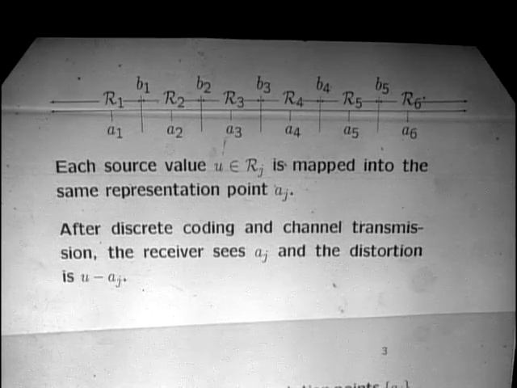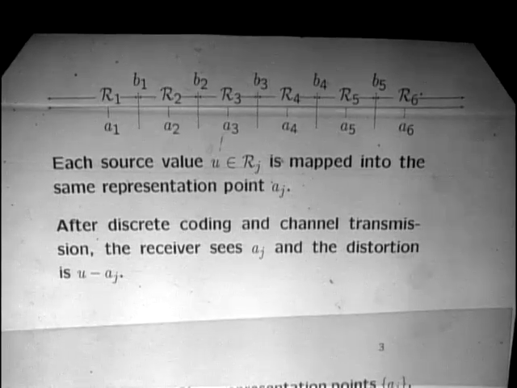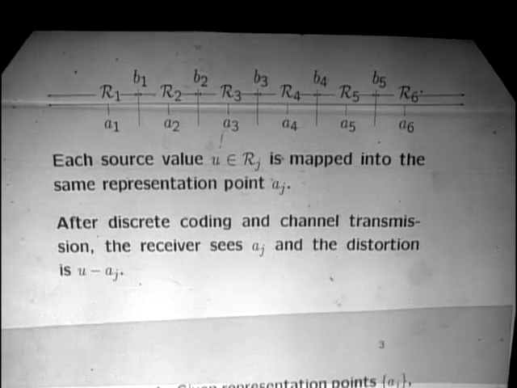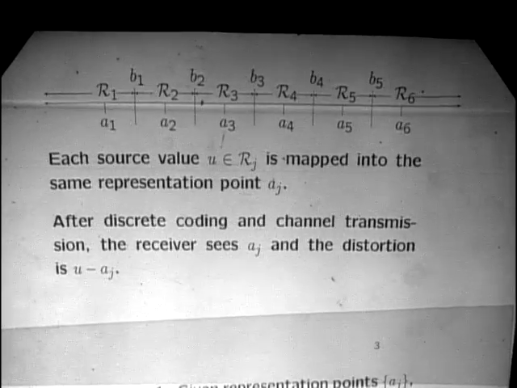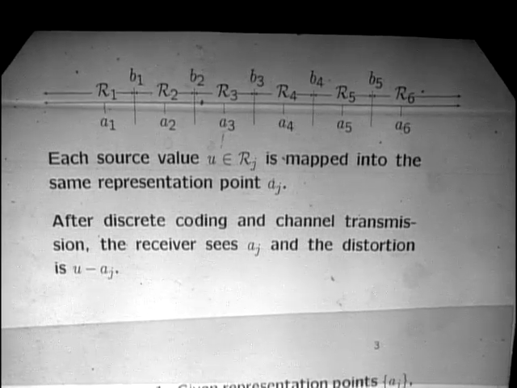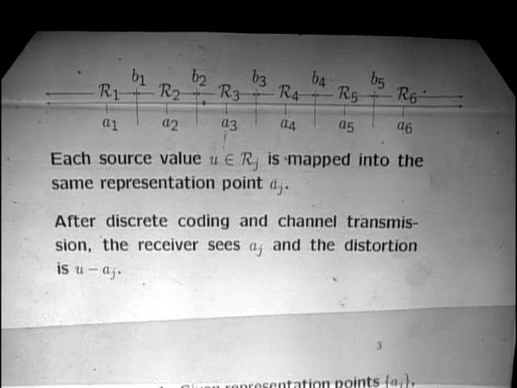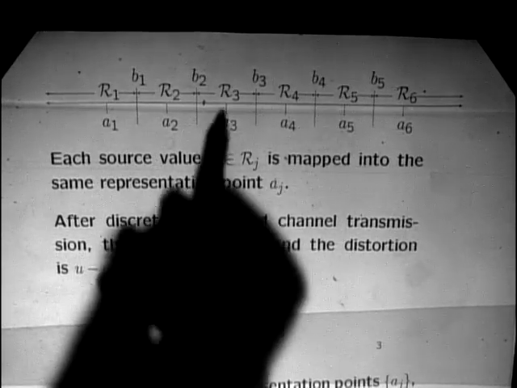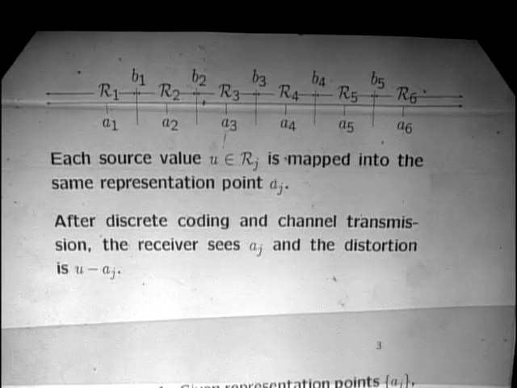What's the smallest of them for any given u? Suppose I have a u which happens to be right there, for example. What's the closest representation point? Well, a3 is obviously closer than a2.